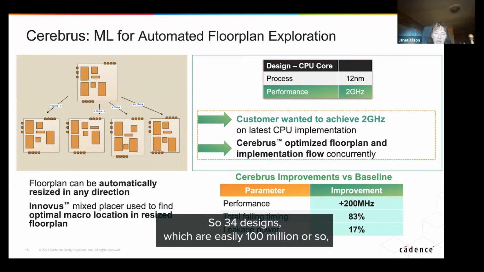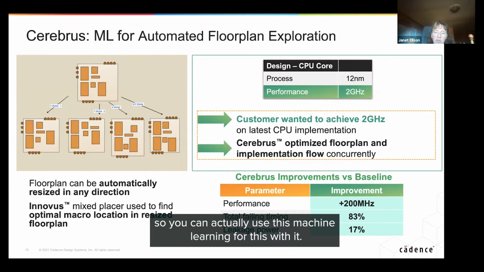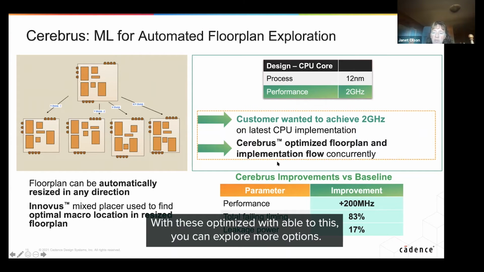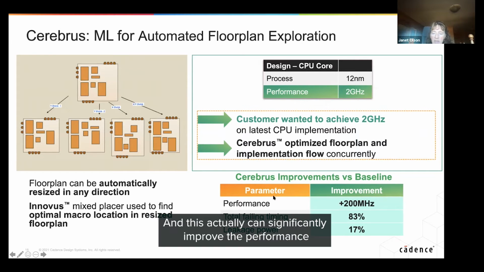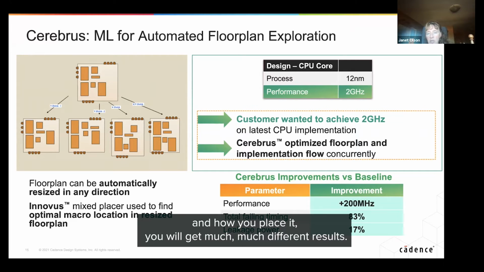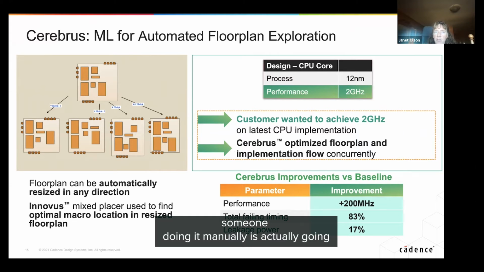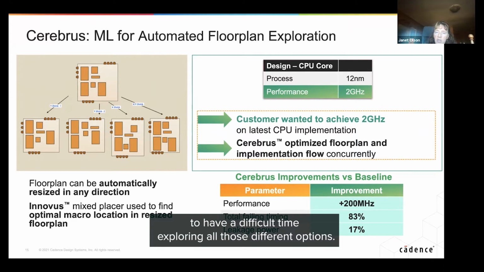So for designs which are easily 100 million or so, you actually do have to break it up, and this is where you create the floor plan. So you can use machine learning for this. Being able to do this, you can explore more options, and this can significantly improve the performance, because depending on how you break it up and how you place it, you will get much different results. And someone doing it manually is going to have a difficult time exploring all those different options.